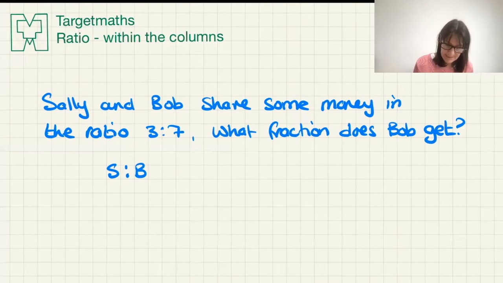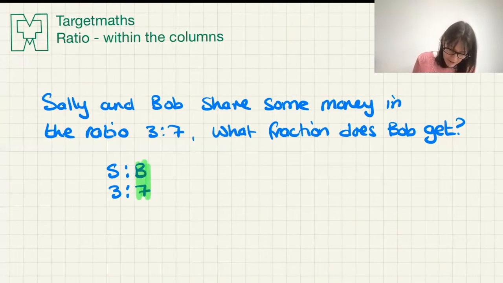I need to know it's Sally and Bob. I've done S to B. I need to know the ratio is 3 to 7. I'm working in my columns, so underneath it goes. It then says, what fraction does Bob get? So actually, the only thing I'm really concerned with is that bit there. Okay.